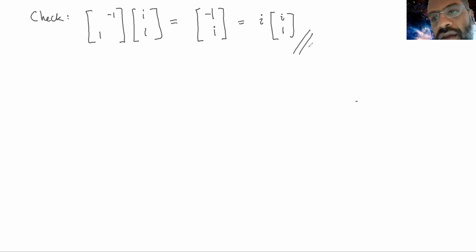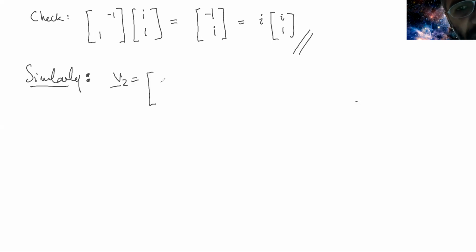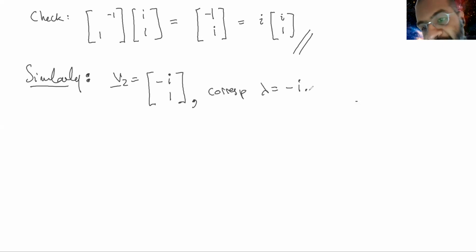Okay. So it's the same algorithm. You just solve the equations and do row reduction, but now you may have to do complex arithmetic. The eigenvector turns out to be (-i, 1), corresponding to the eigenvalue minus i. And this is not a coincidence.